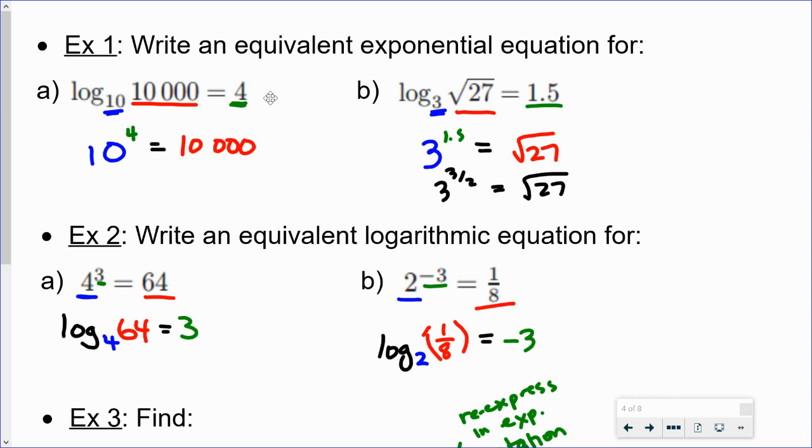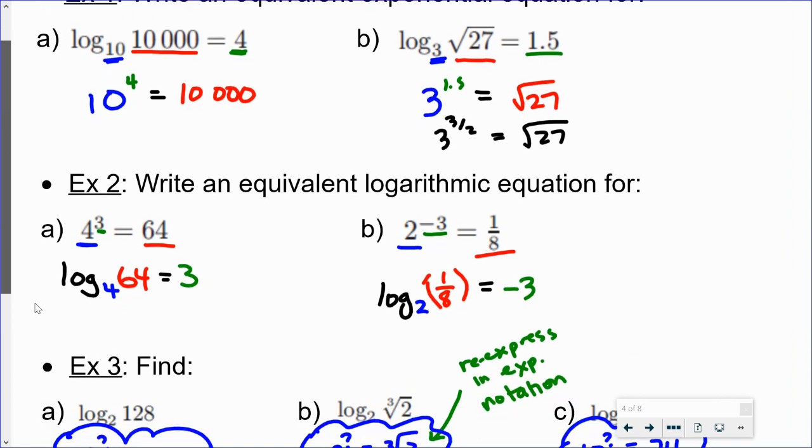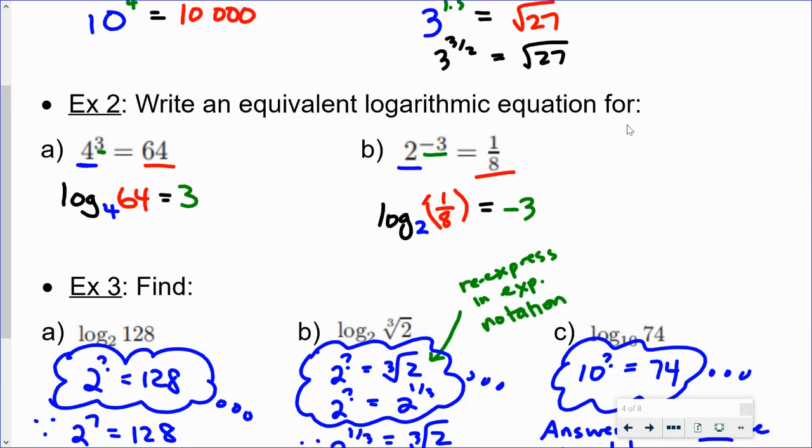So, for example, if I want to write an equivalent exponential equation for log base 10 of 10,000 equals 4, this is my base, this is my exponent, and this is the value. So 10 to the 4 equals 10,000. Here I can say 3 to the 1.5 equals root 27, or 3 to the 3/2 equals the square root of 27. If I want to write an equivalent logarithmic equation, so go backwards, I would say log base 4 of this value equals 3.